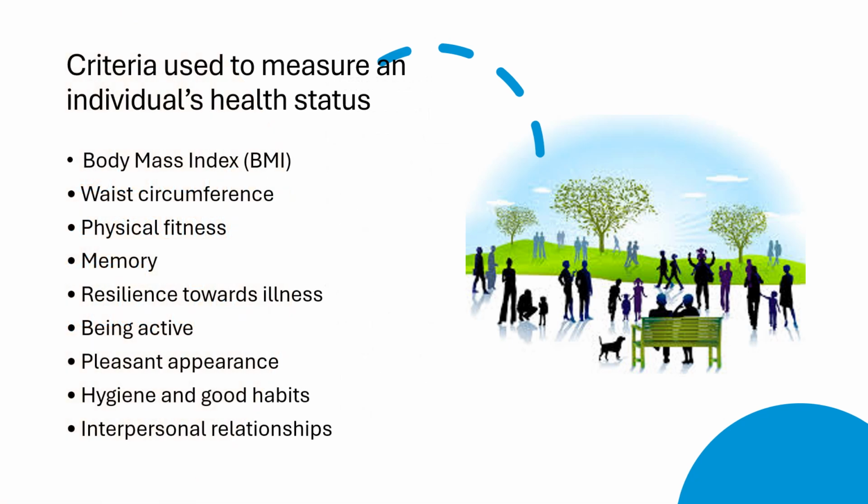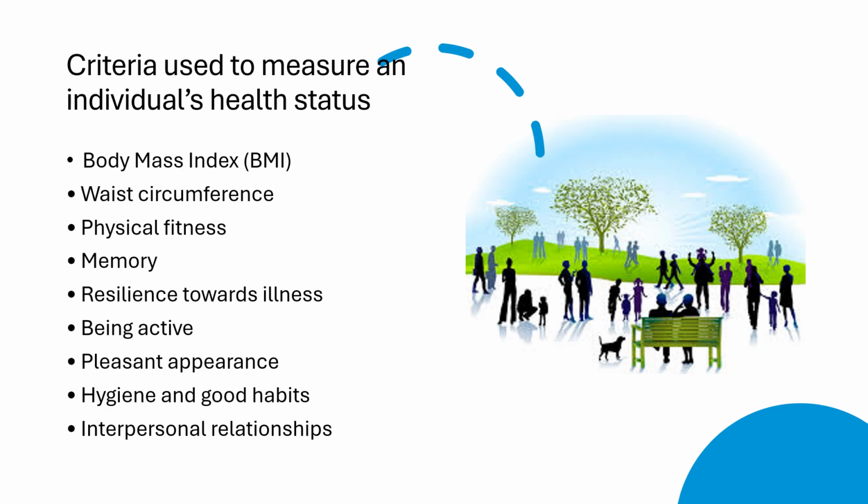So we can use several criteria to measure an individual's health status. So here we have some of the criteria: body mass index, which we have learned about in our previous grades, and the waist circumference, that I guess you know about. So in men or males, their waist circumference should not exceed 90 centimeters. If it is exceeding 90 centimeters, that means they are obese or they have obesity. And for women, the waist circumference should not exceed 80 centimeters.